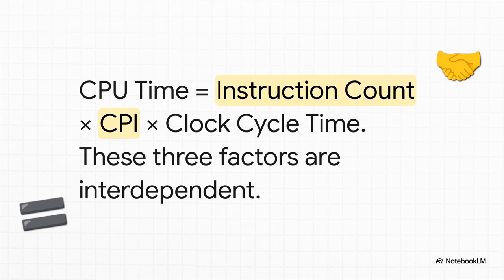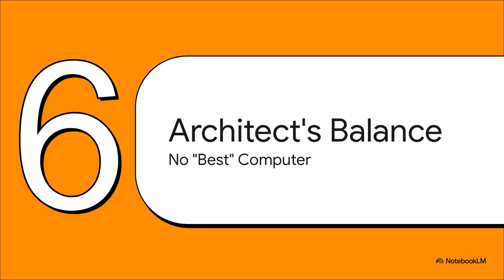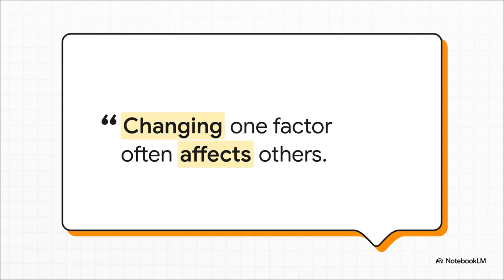So the relationship is actually pretty simple. The final CPU time is just these three things multiplied together. To make a program run faster, you have to reduce one of these factors. The real challenge, though, as we're about to see, is that they're all connected to each other. And this brings us right to the core challenge for any computer architect. It's not about just maxing out one metric. It's about a delicate and often really difficult balancing act. Here's the catch, you see. These factors are all tangled up together.